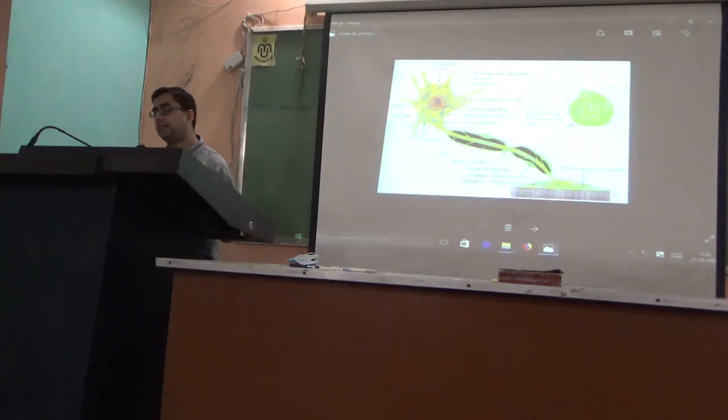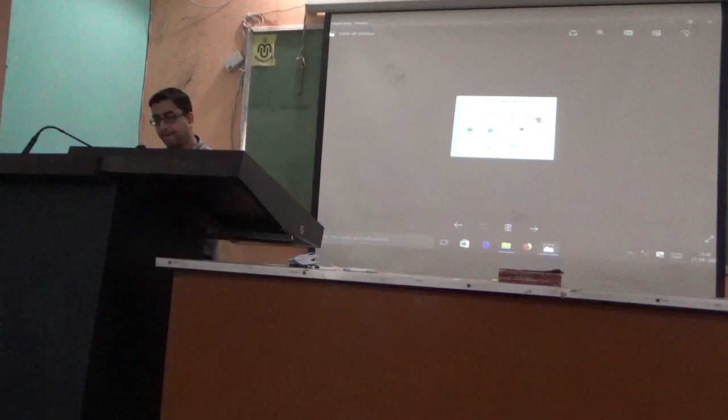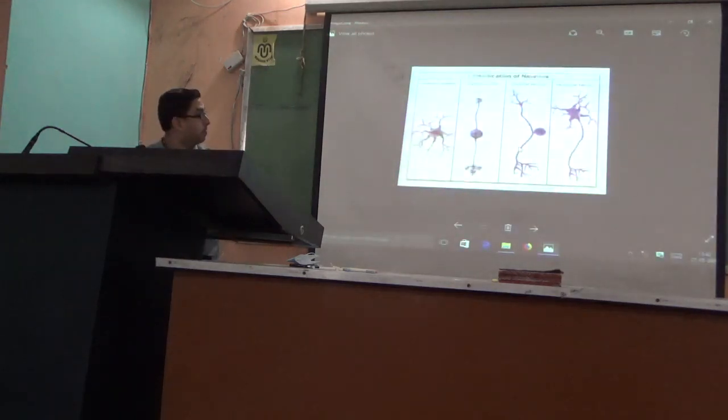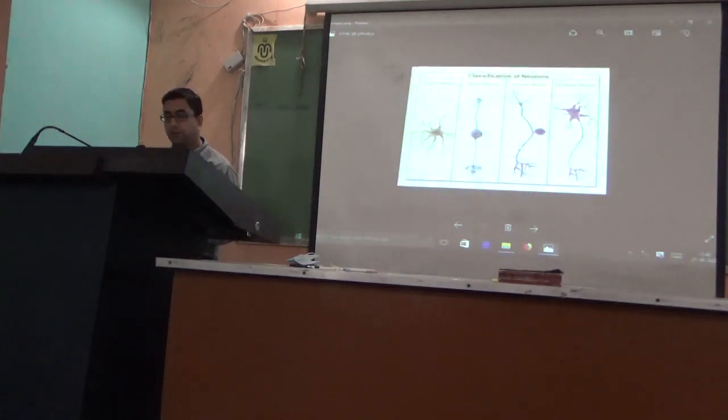Then we come to the classification or the types of neurons. I'll just show you the picture. I hope this is clear. Types of neurons can be classified according to the number of processes or axonal arrangements. They can also be typed based upon the length of the axon. They can also be classified based on their functions. And the fourth way to classify them is by their pattern of dendrites.